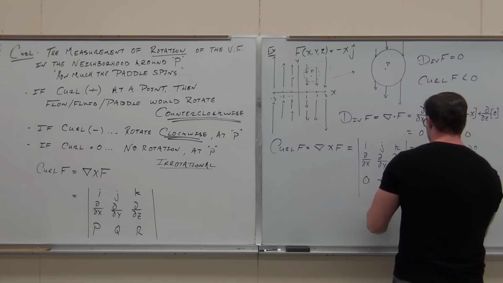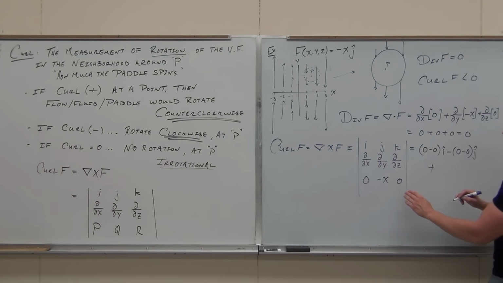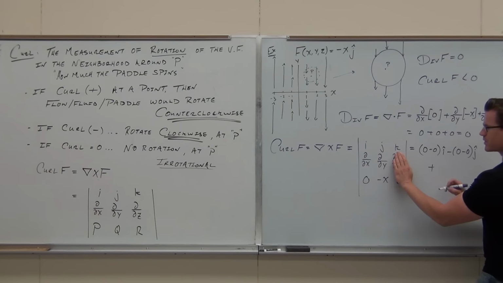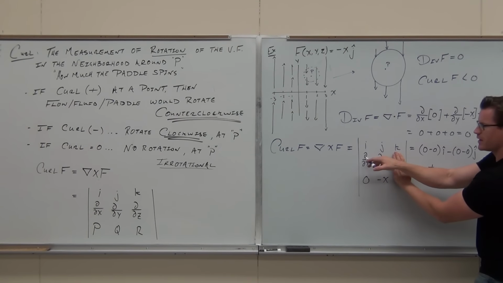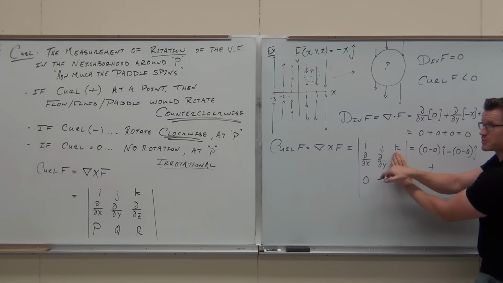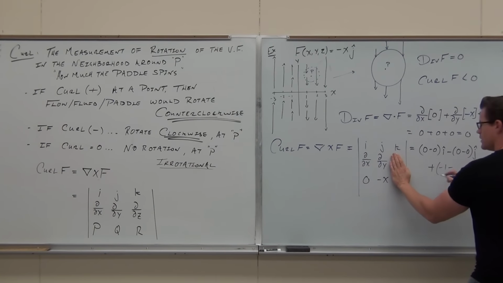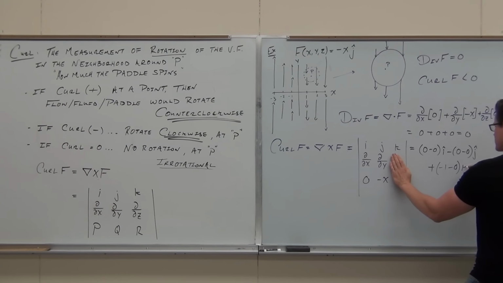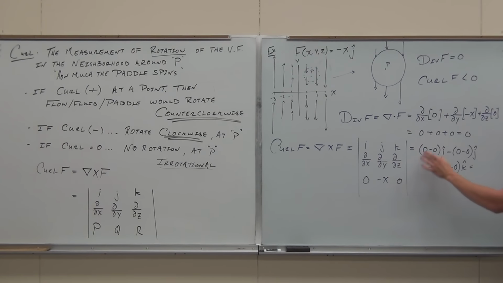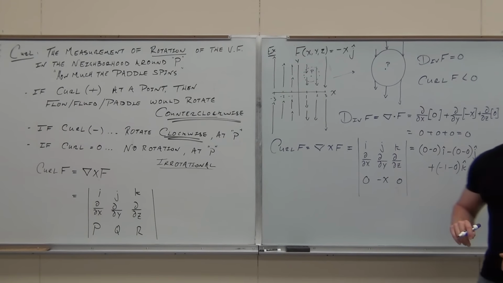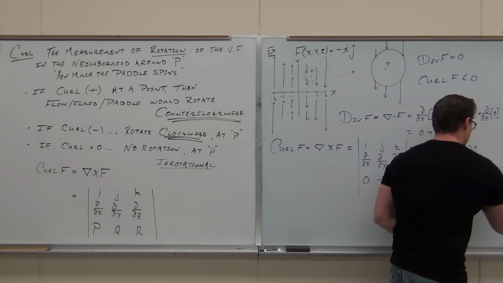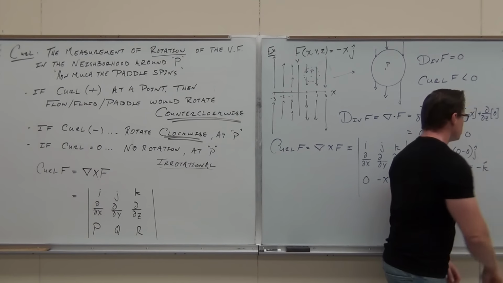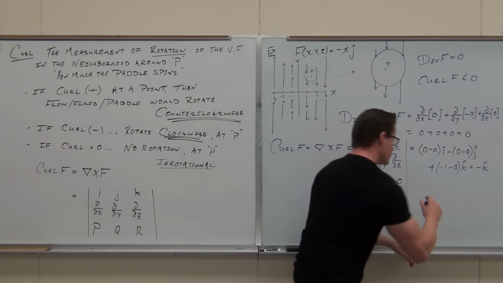And then lastly, the important one for us, we're going to get something out of this. We cover this up. We go, hey, what's the partial derivative of negative x with respect to x? That matters. What is it? Minus the partial derivative of 0 with respect to y is 0. And that's our k component. Let's do all the work. 0, 0, how much is it? Negative k.